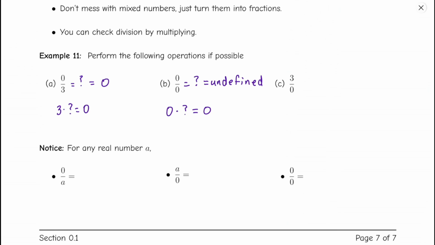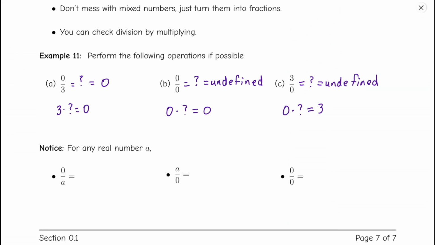Now last but not least, 3 divided by 0. Again, let's say I don't know what that equals, but this would mean 0 times blank equals 3. Now this one is impossible because 0 times anything is 0. So there's no way to get 3. So because this is impossible, we say that this is undefined.